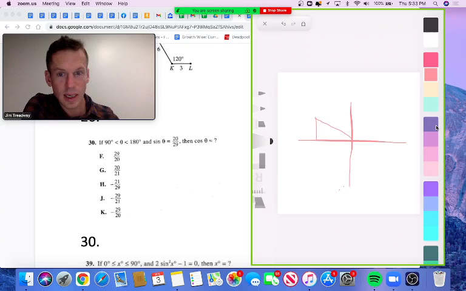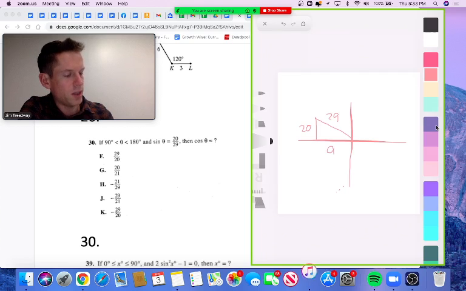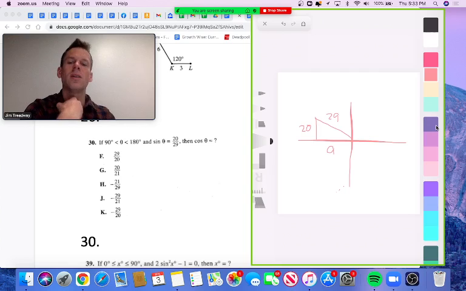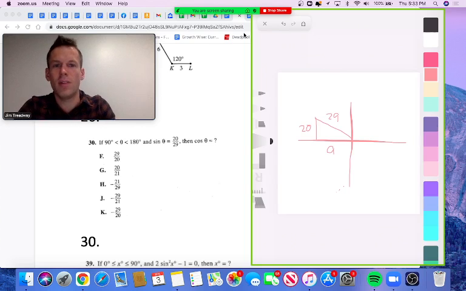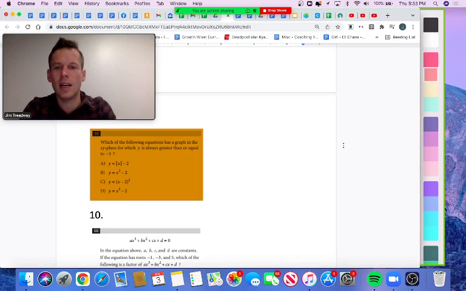Sine is opposite over hypotenuse. 20 over 29, so cosine must be what? Which is just here, adjacent over hypotenuse. So yeah, I think we actually already know the answer is H because it's the only one with 29 in the denominator, which is the hypotenuse, adjacent over hypotenuse for cosine. So anyway, just drawing it out here enables you to think through it really quickly. And I had one more example I was going to show you guys.